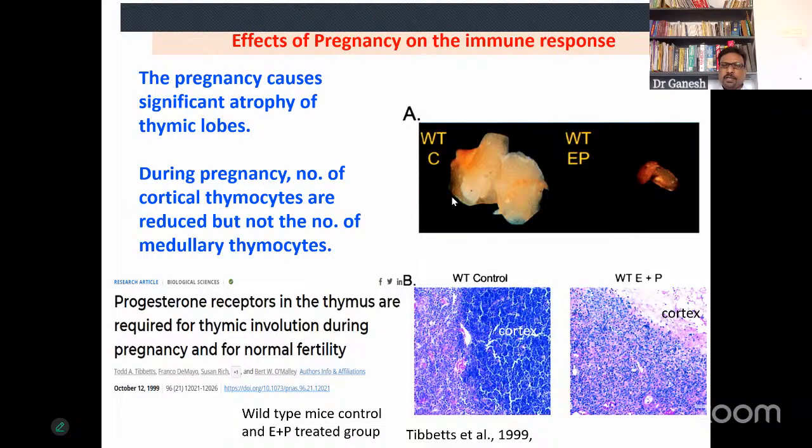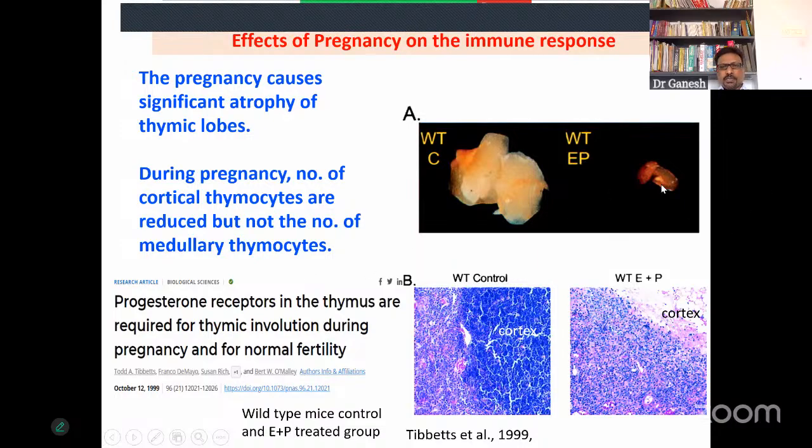So here is the wild type mice thymus gland, which is quite enlarged, the control mice thymus gland. And here is the thymus gland of the mice which was injected with estrogen as well as progesterone. Here the concentration of these hormones was similar to those of the pregnant mice. So there is involution of this thymus gland, which clearly tells us that estrogen and progesterone are capable of diminishing the thymus gland activity.